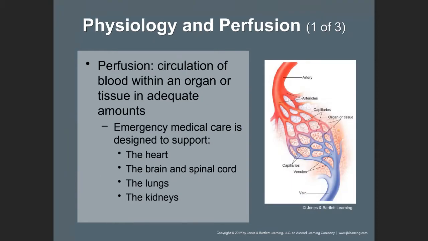Perfusion is the circulation of blood within an organ or tissue in adequate amounts. Emergency medical care is designed to help support the heart, the brain and spinal cord, the lungs, and the kidneys. These are the vital organs. These are organs that cannot go without proper perfusion for a very long time.